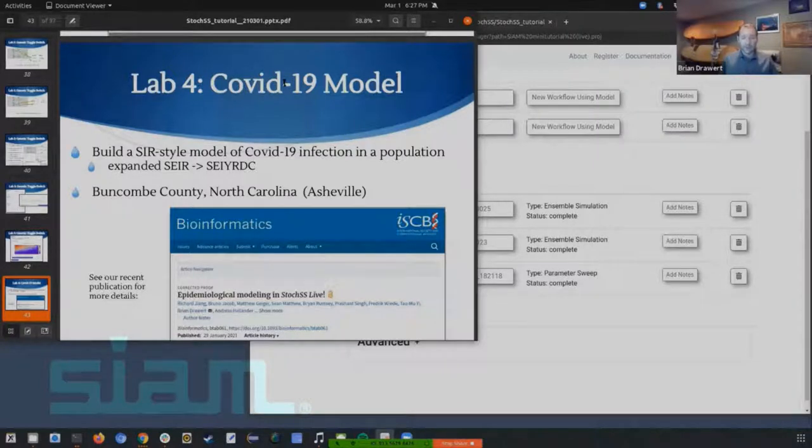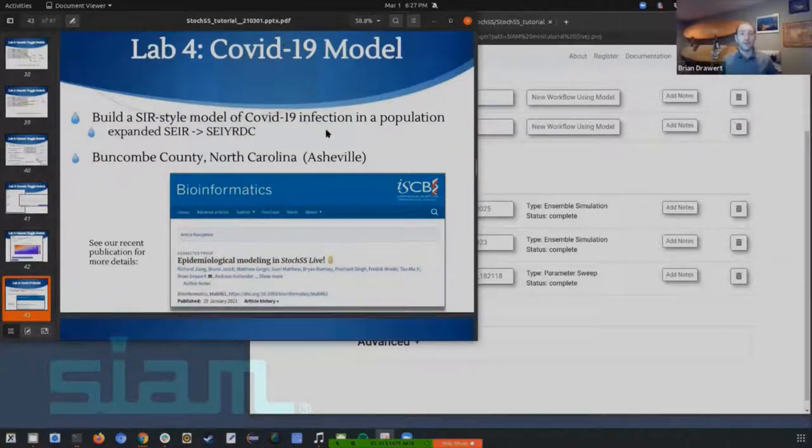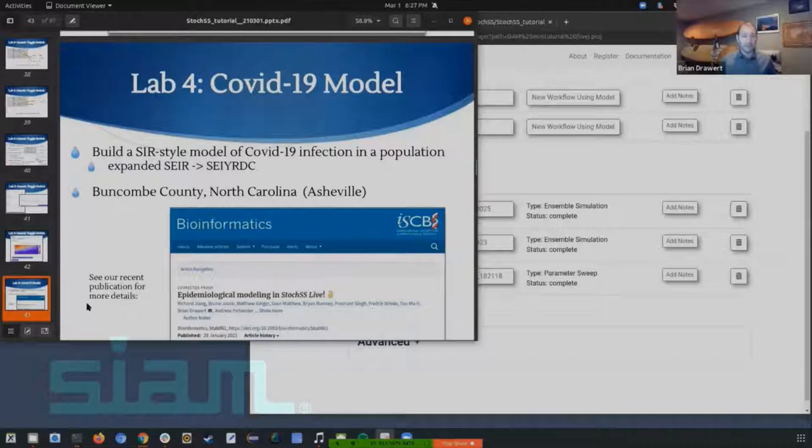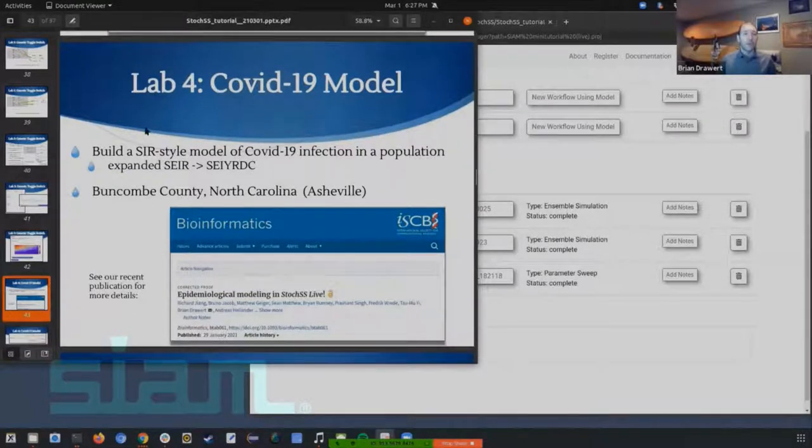Well, I can take my computational modeling and I can try to figure out what's gonna happen next. So let's see if we can build a model doing that. What we did, and you can see this is all from our recent publication, Epidemiological Modeling and StochSS Live. So please take a look at that. Some fantastic work in there.